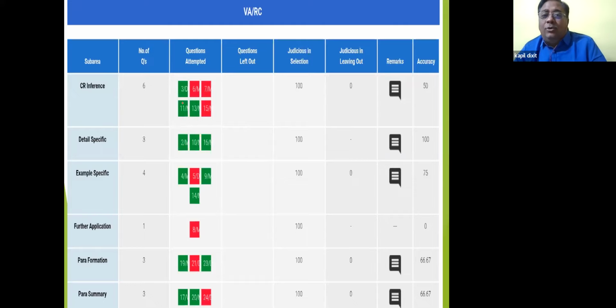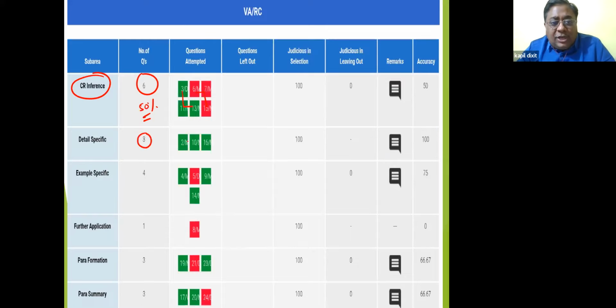Now let's come to the detailed analysis: difficulty level analysis, section-wise, question-wise analysis. Inference-based questions, 6 were there. He got 3 right, 3 wrong. That is 50% accuracy in inference. His inference is not very strong according to me. Detailed specific questions were 3. All 3 were correct, so 100% accuracy exists here. This is mentioned here.